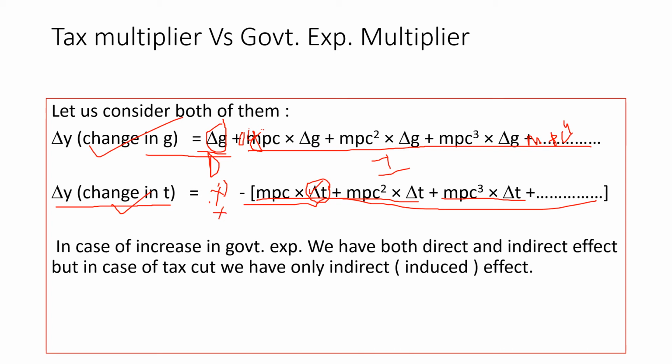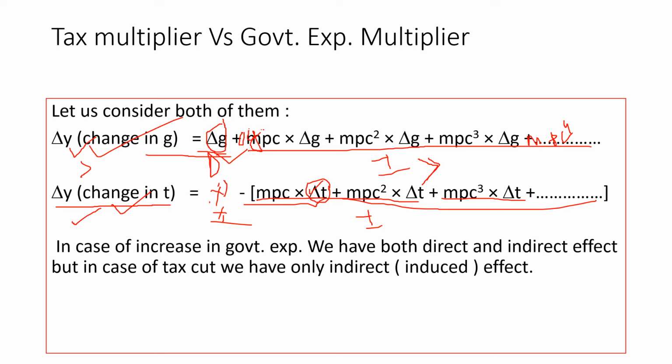We only have induced effect. So naturally, that effect will be greater, because there is a direct effect here and there is no direct effect there. So the increase in income in this case will be greater than the increase in income in the case of the tax multiplier. First of all, in terms of sign they are just opposite, and secondly the tax multiplier is smaller than the government expenditure multiplier.